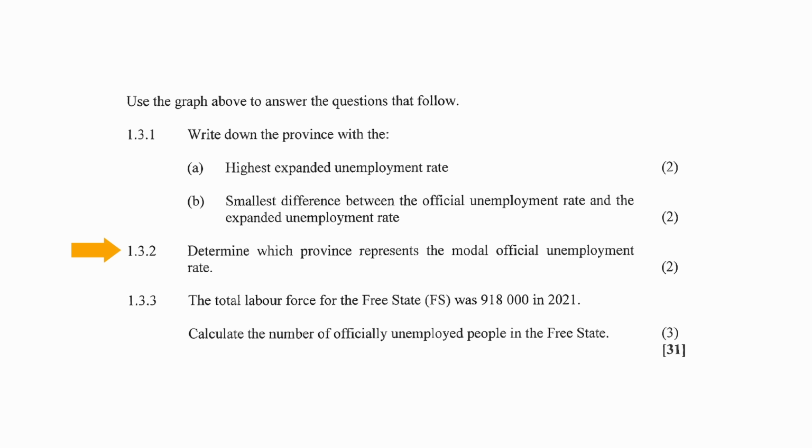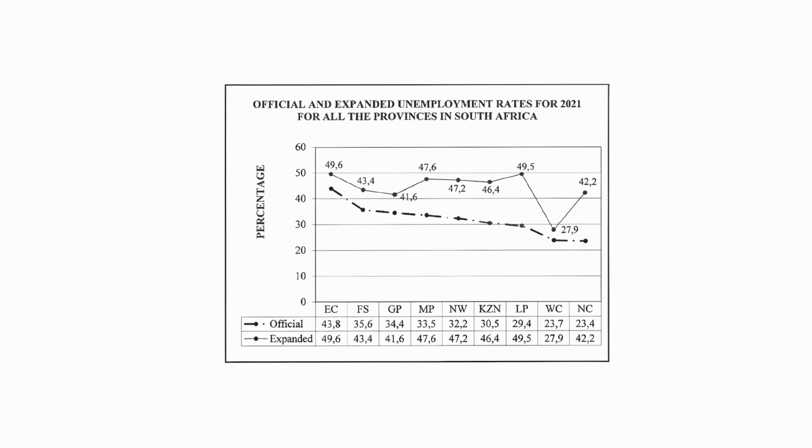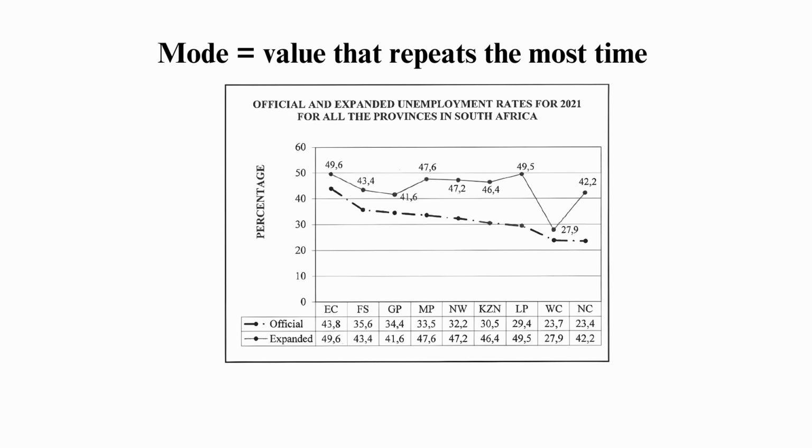In question 132, you are instructed to determine the province that represents the modal official unemployment rate. From the table, the official unemployment rates for the provinces are these values. By looking at these numbers, we can see that there is no specific rate that repeats more than once. Therefore, in this case, there is no mode for the official unemployment rates because each province has a unique rate. Remember that the definition of mode of a dataset is the value in a dataset that repeats the most times.